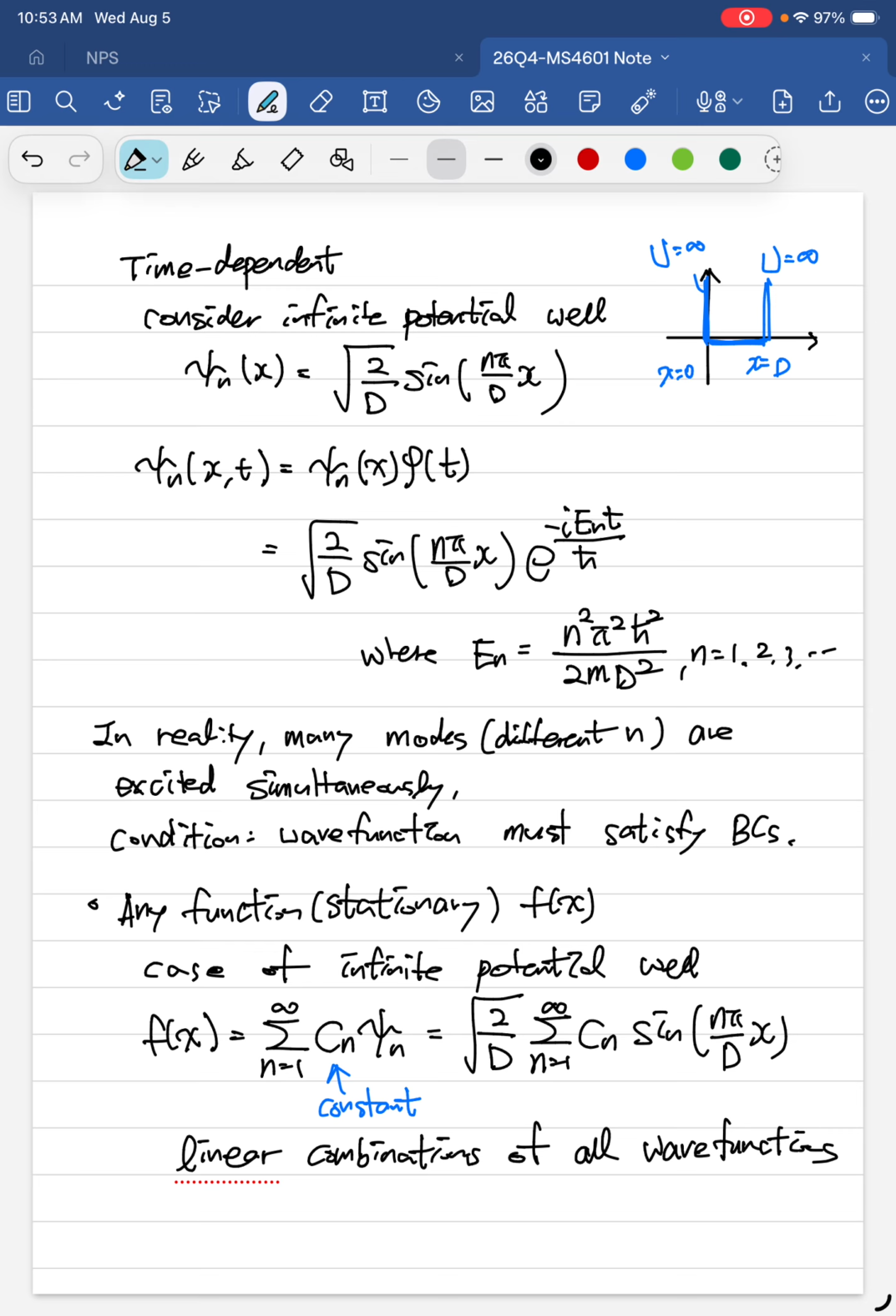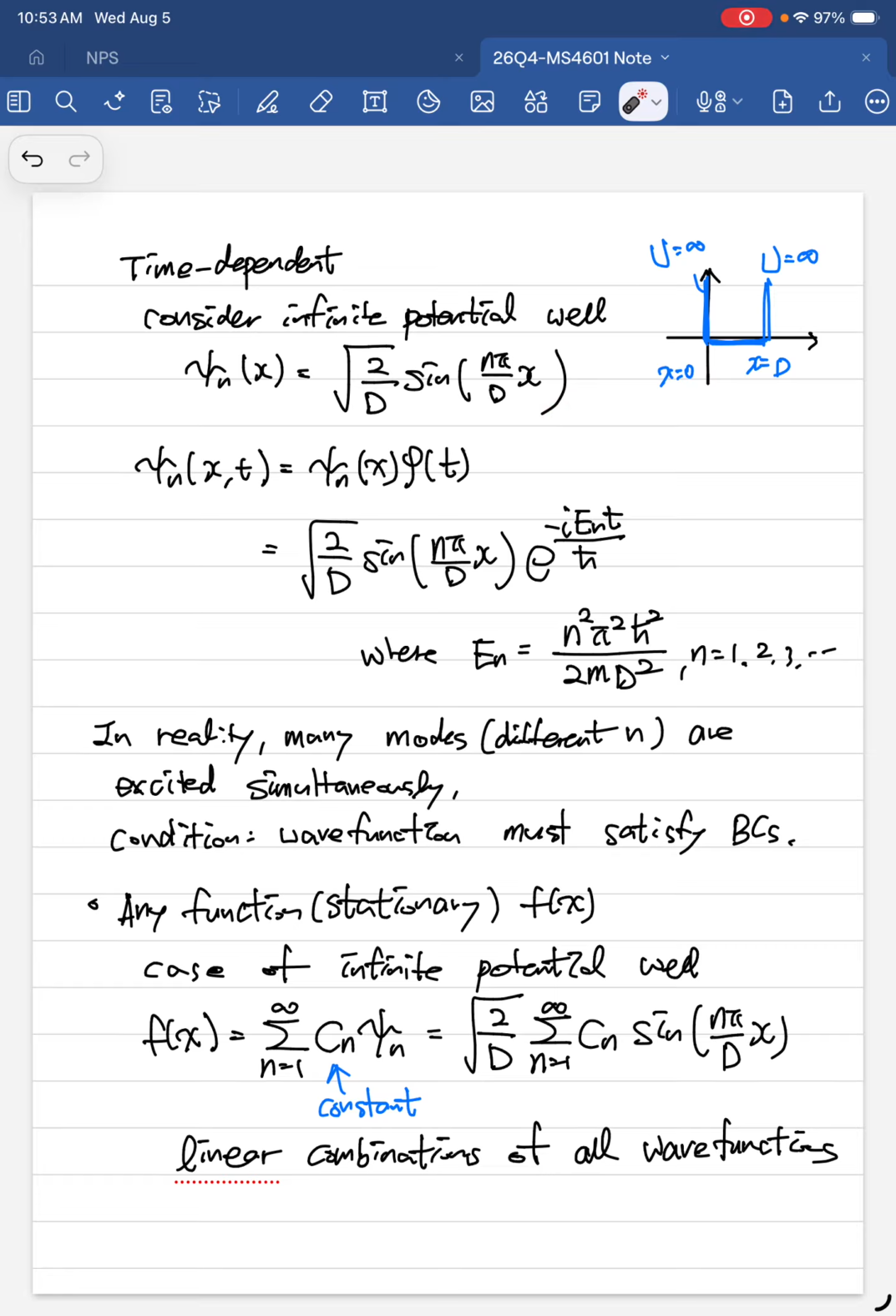So in this case, consider just an infinite potential well, okay? The infinite potential well is essentially described like this: at x equals 0, an infinite potential wall is located, and at x equals d, an infinite potential wall is located, okay? And for this case, the wave function or solution for the Schrödinger equation is given as that, right?